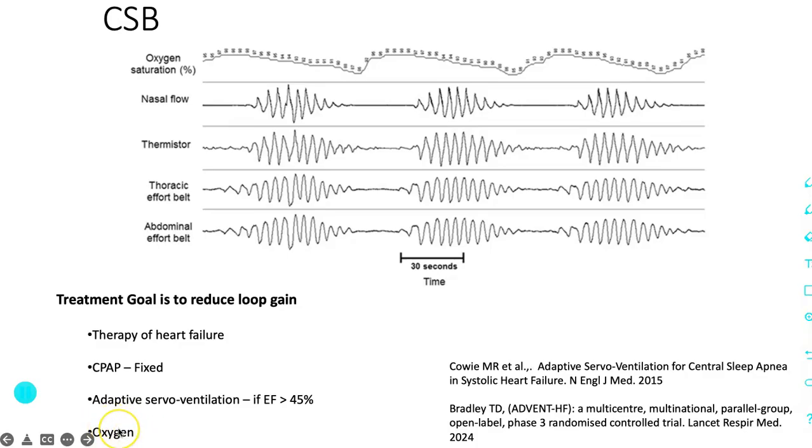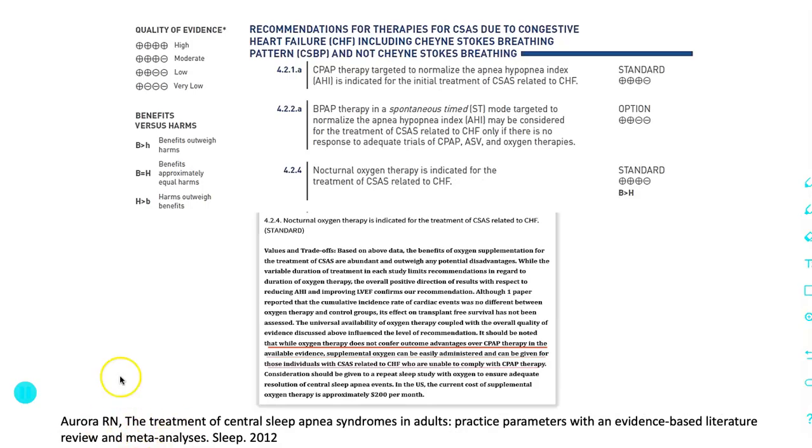Last option would be to use oxygen therapy for the treatment of Cheyne-Stokes respiration, and you can see the practice parameters for the treatment of central sleep apnea as published by AASM in 2012 mention that nocturnal oxygen therapy is indicated for the treatment of central sleep apnea syndrome, and you can see the quality of evidence is a moderate quality of evidence, and the treatment using the CPAP also has a moderate level of evidence as per the same practice parameters.